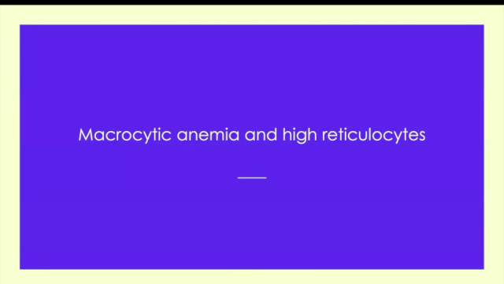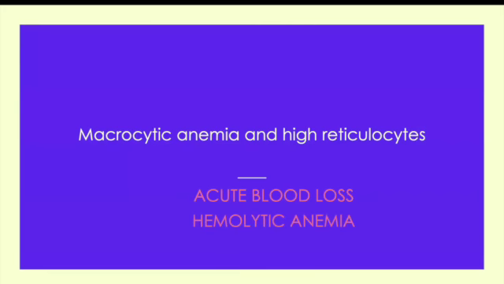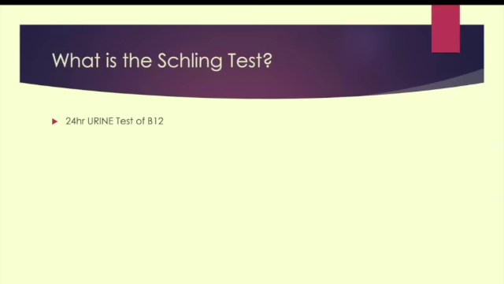Macrocytic anemia and high reticulocytes, what would that be? Well, that would be from acute blood loss and a hemolytic anemia. Do you know what the Schilling test is? Well, since the answer is right there, this is your 24-hour urine test for B12.